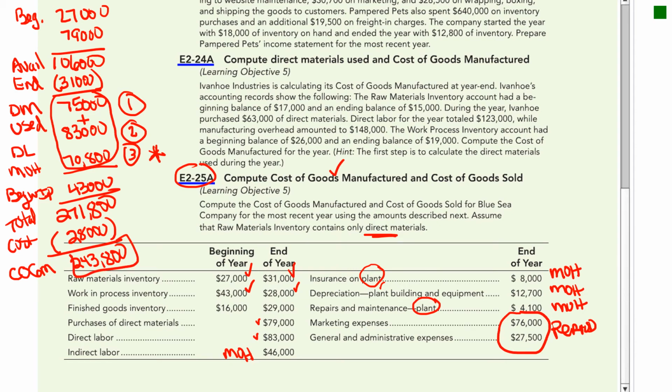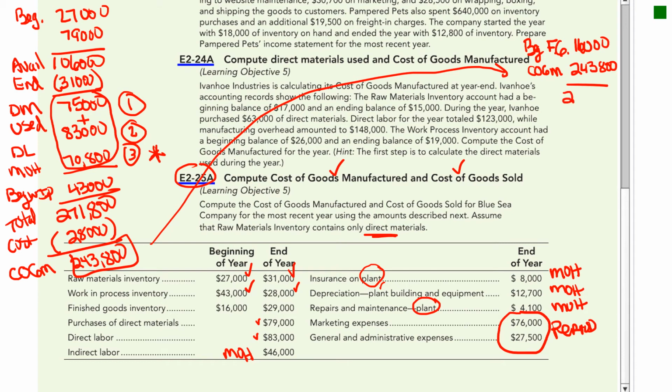Now, before we can get the cost of goods sold, we need to figure out how much we sold. So up in this right-hand corner, I'm going to write beginning finished goods because this is the next step. Beginning finished goods was $16,000. We're going to add the COGM. This is the new finished goods we just finished. That's $243,800. And once we add that, that gives us $259,800. That's our available inventory to sell.